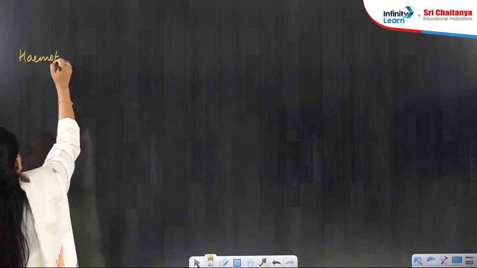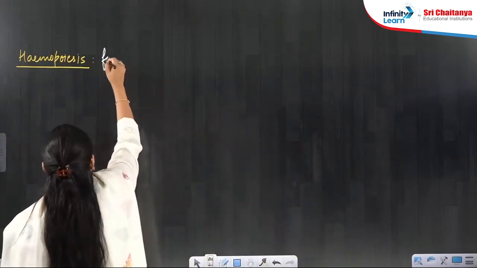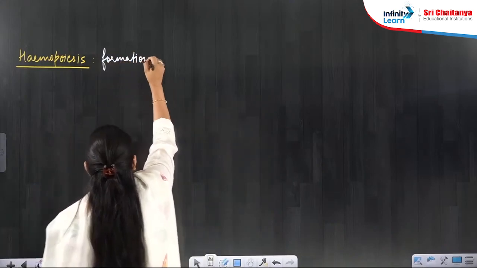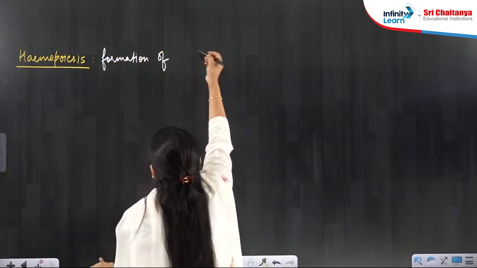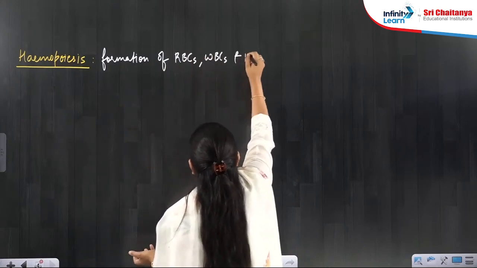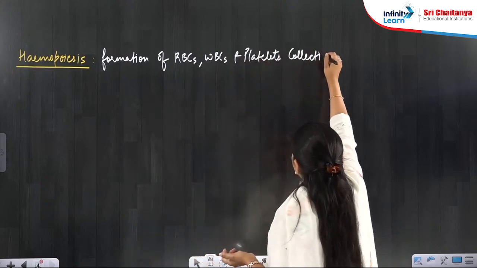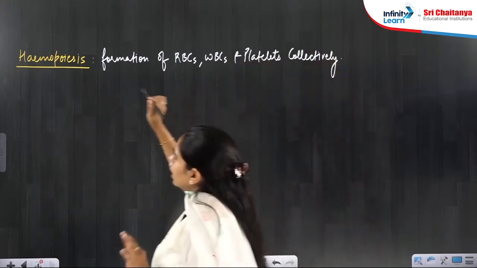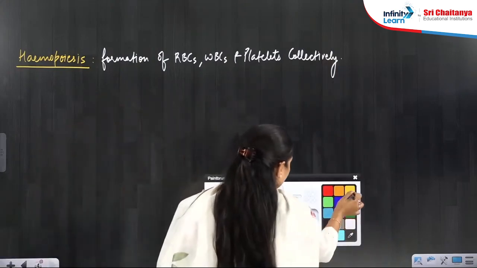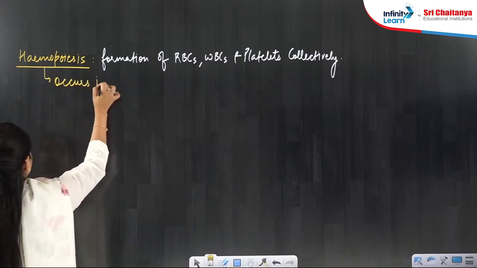I have told you what is hemopoiesis. Collectively, the formation of all the formed elements is known as hemopoiesis. Hemopoiesis is formation of blood cells. Formation of RBCs, WBCs and platelets collectively is known as hemopoiesis. So where does it occur? You know only one thing. You have told me it occurs in the bone marrow.